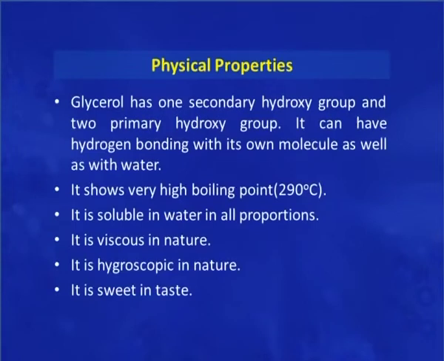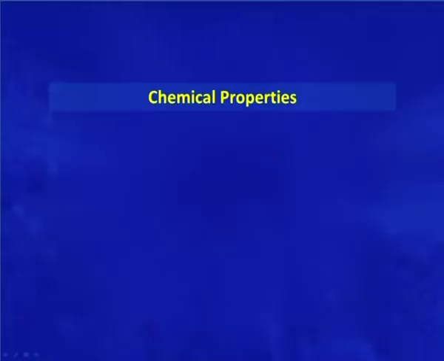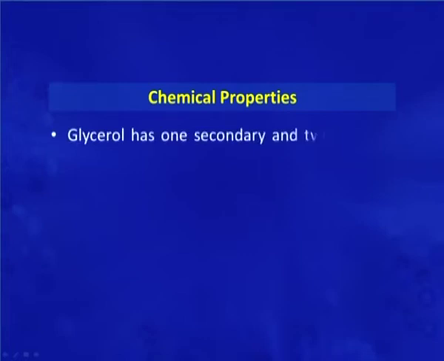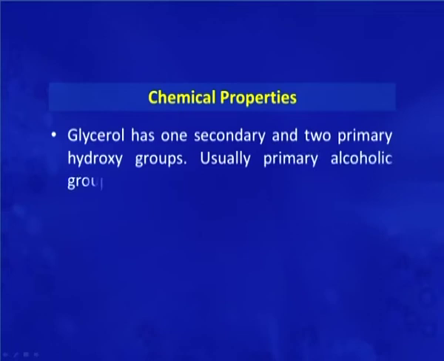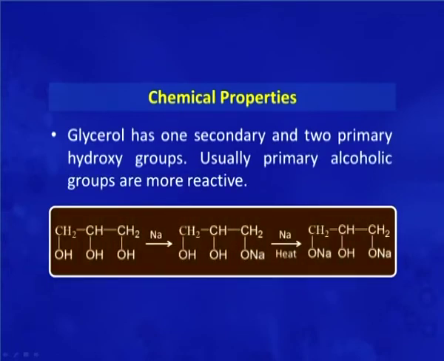In the chemical properties of glycerol, we will see that most of the properties of glycerol are due to the primary or secondary hydroxy groups. Now, it has two primary hydroxy groups and one secondary hydroxy group, and since primary hydroxy groups are more reactive compared to the secondary hydroxy group, this pattern will be seen in its properties also.